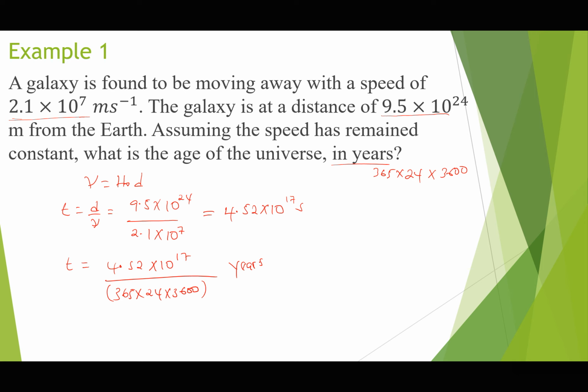So I'll press my calculator. So this is giving me 1.43 times 10 to the power of 10 in years. So this is approximately 14.3 times 10 to the power of 9 years. Of course, 10 to the power of 9 is 1 billion. So this is approximately 14.3 billion years.